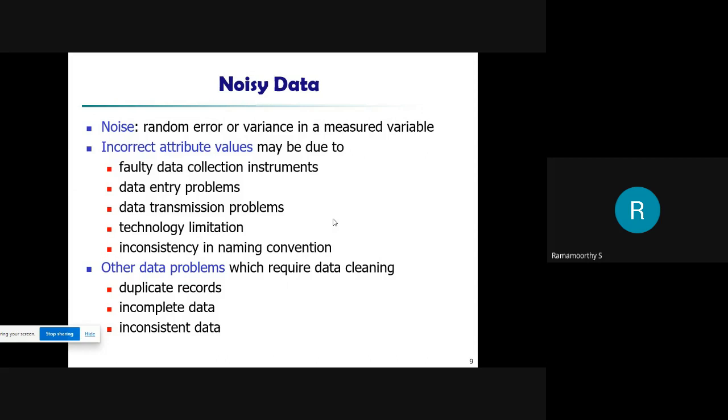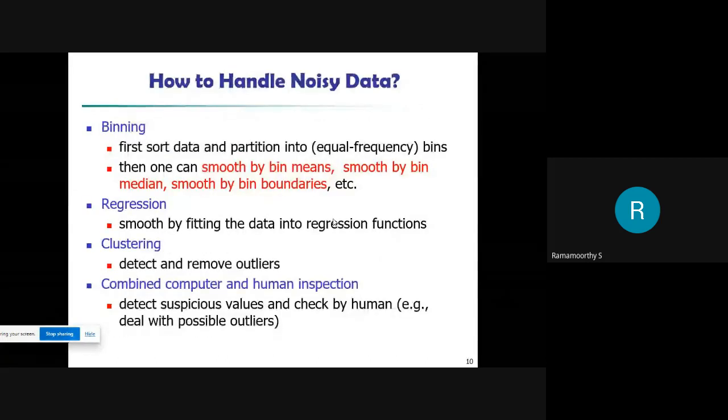So how to handle noisy data, like how to handle the missing data? We have some techniques like binning. Binning is the process which is going to first sort the data and partition it into equal chunks or bins. So what is the equal frequency? Let's say divided by 2.